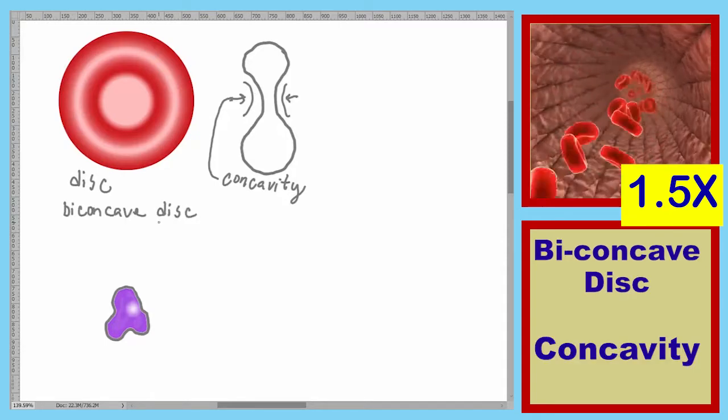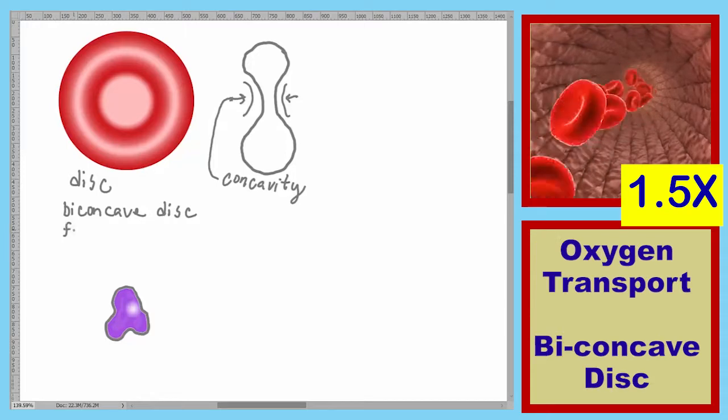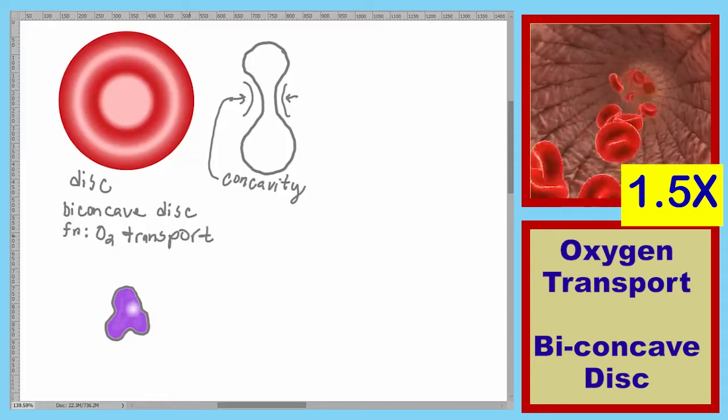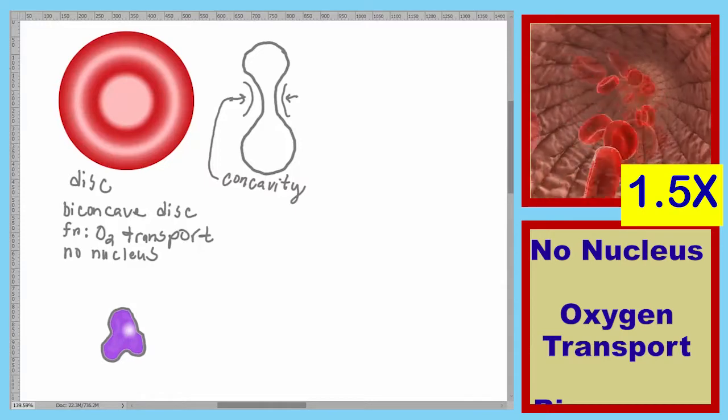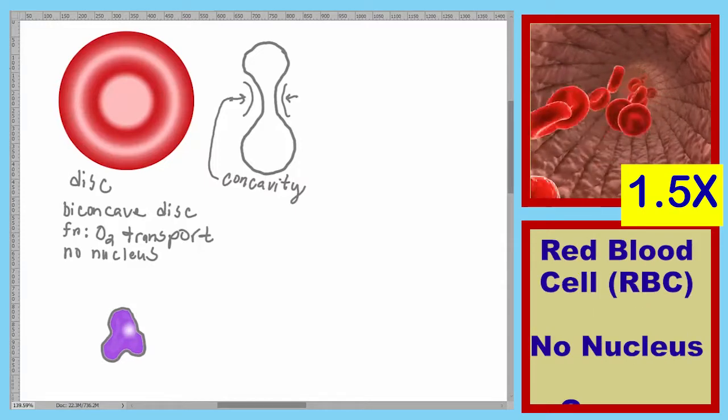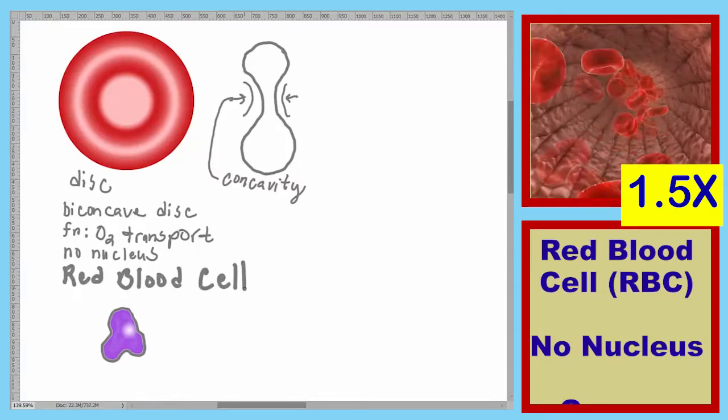The main function of this cell is the transport of oxygen. So we'll put here function. This cell has no nucleus. And this formed element is a red blood cell, or an RBC. And this is our first formed element.